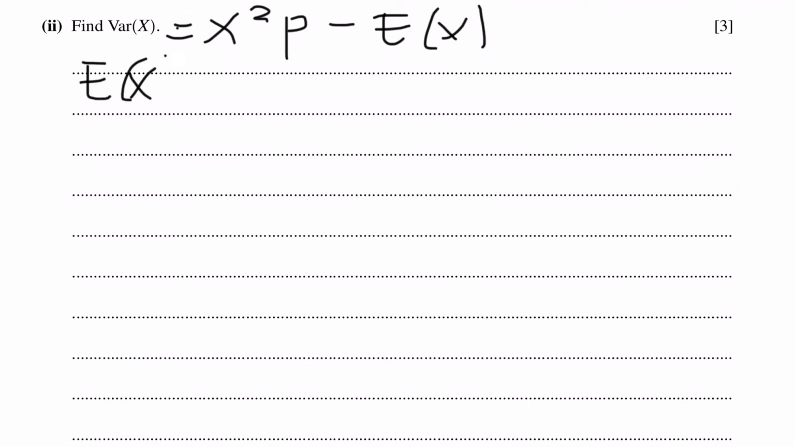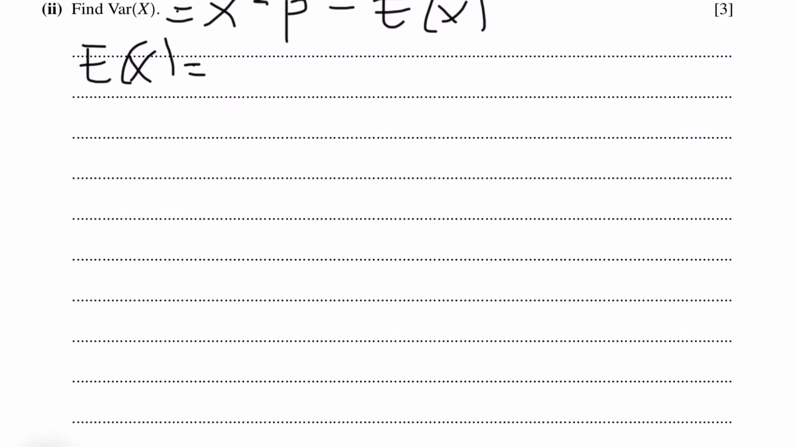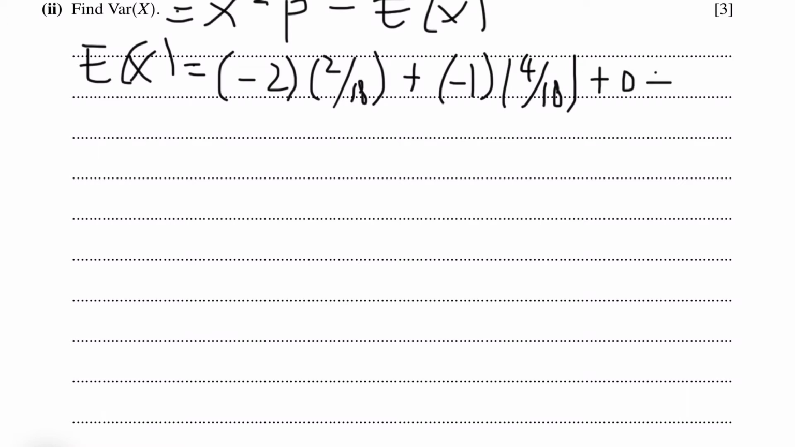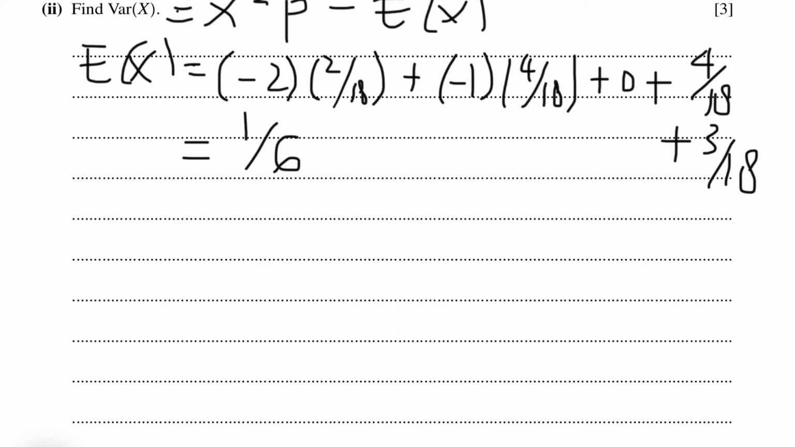To find var x, you will need to multiply the value of x squared multiplied by the probability minus the value of the mean. So we'll calculate the mean by multiplying the value of x and the probability. This will give us 1/6.